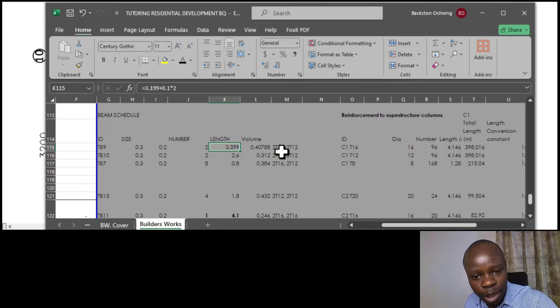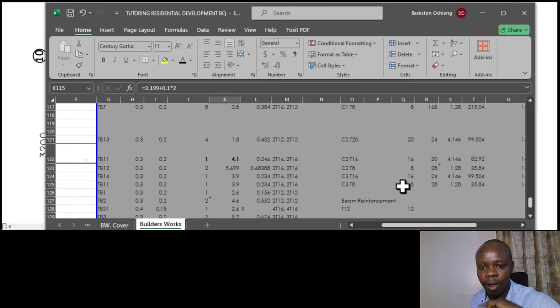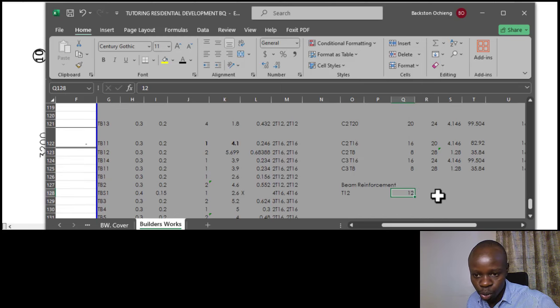Okay, that is two at the top and two at the bottom. So we'll take the length for one, multiply by the number of reinforcement bars in that beam, then multiply by the number of beams of similar characteristic. Okay, that is very crucial to understand.